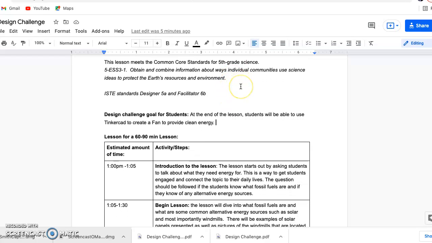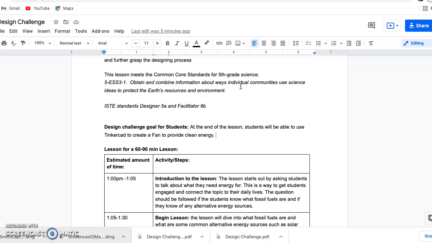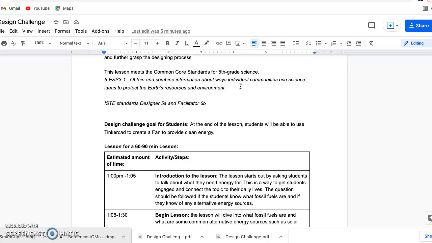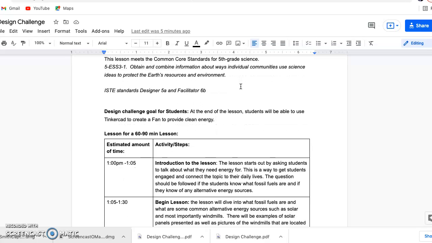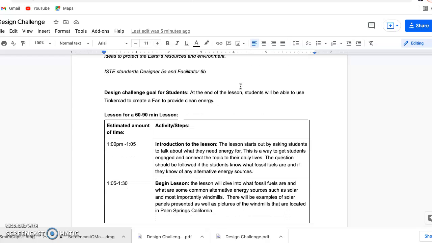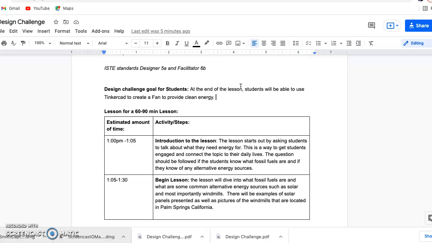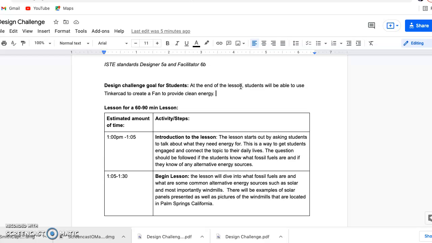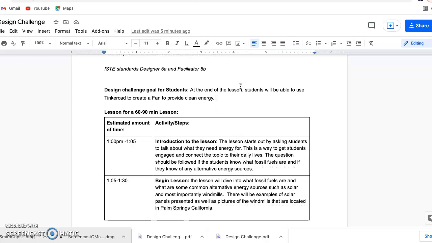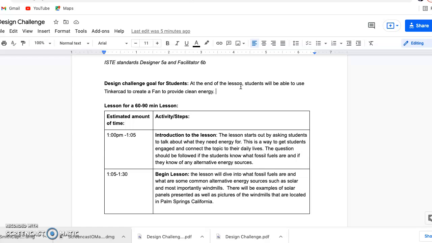It connects with Common Core standards for fifth grade science, which is obtain and combine information about ways individual communities use science ideas to protect the Earth's resources and environment. Obviously, clean energy is going to help eliminate fossil fuel use and improve the environment in that way.